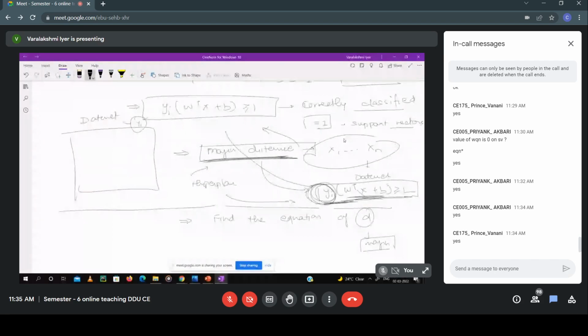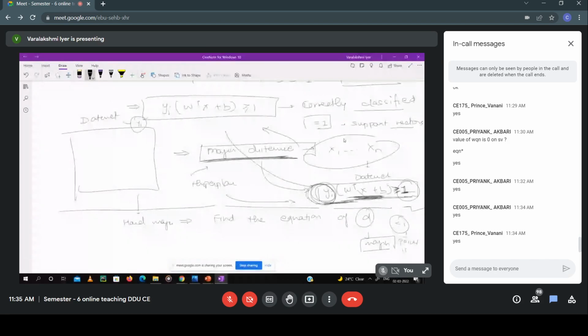We are trying to calculate this distance, and we will be considering the data set correctly classified if all the values are greater than or equal to 1, and if this value is less than 1, then the point is misclassified. And we have two cases in the case of margin that we have defined. We have hard margin and we have soft margin. What is hard margin, what is soft margin?